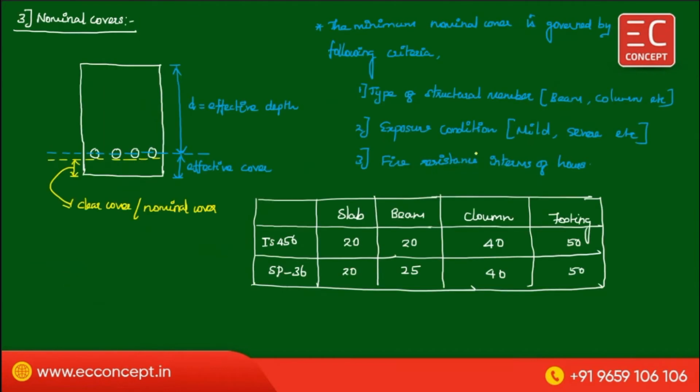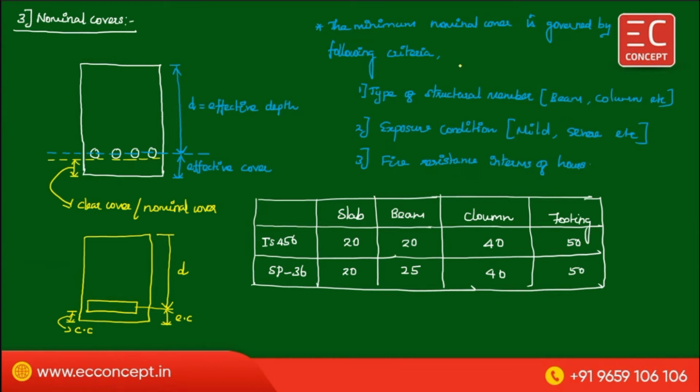Now the next one is nominal cover. Let me explain this. There is a beam section. In that beam section, this is the reinforcement. From the top to the center of the reinforcement, this is called the effective depth. From the center of the reinforcement to the extreme is the effective cover. From extreme to extreme is the clear cover. This I have drawn.